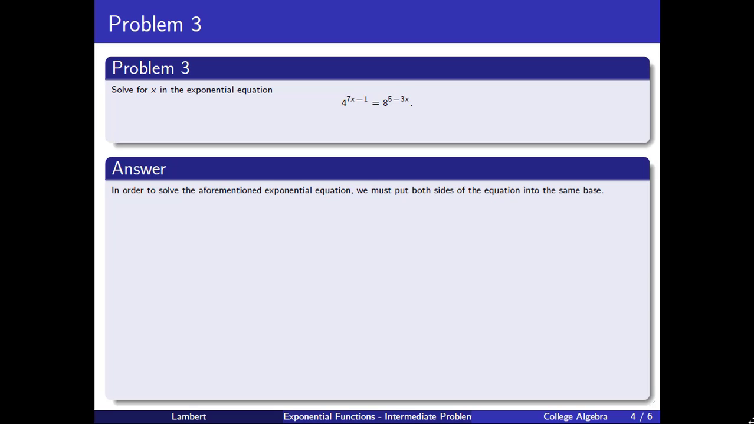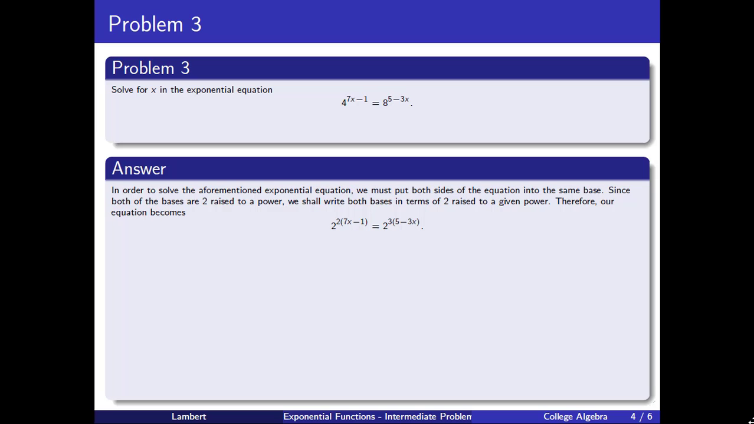Well, notice 4 and 8. 4 is not a power of 8, and 8 is not a power of 4 right away. That's immediately evident, I should say. So the fix for that is, notice 4 we can write as 2 squared, and 8 we can write as 2 cubed. And so since they're 2 to a given power, we have this is 2 raised to the 2 times the quantity 7x minus 1 power, and then that should equal 2 to the 3 times the quantity 5 minus 3x power.